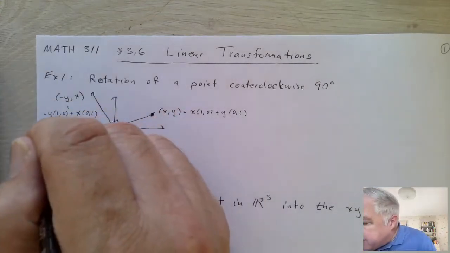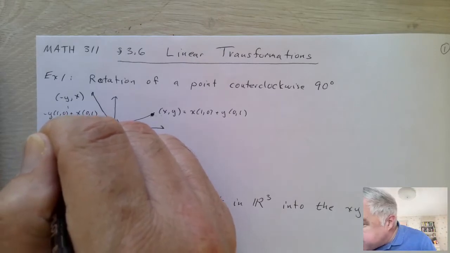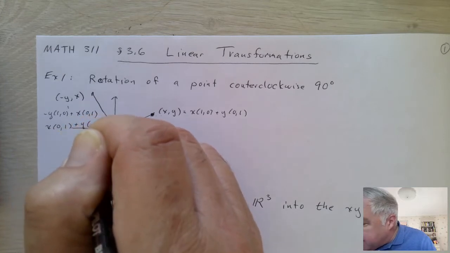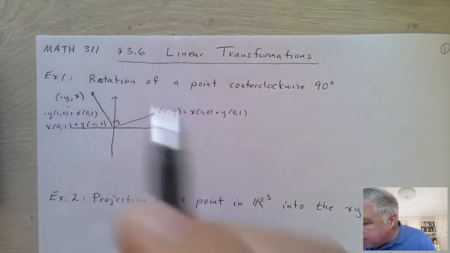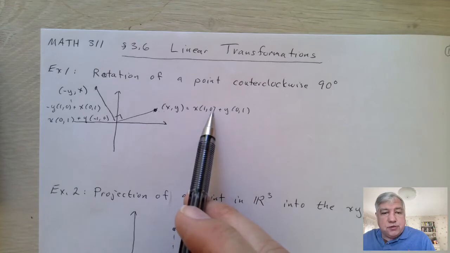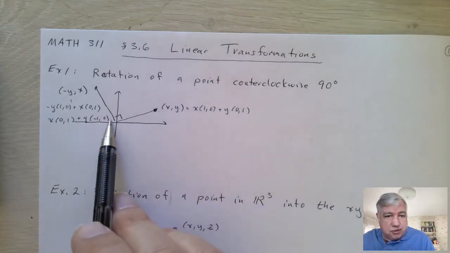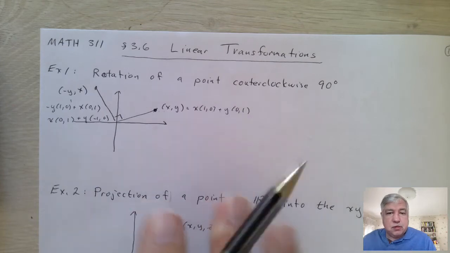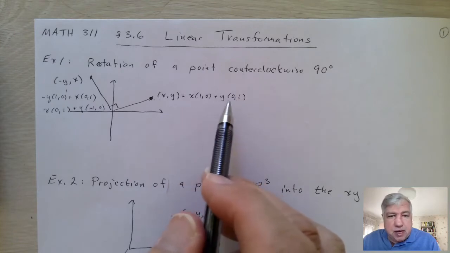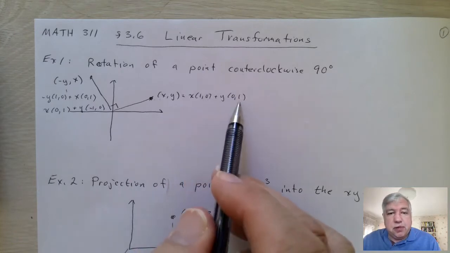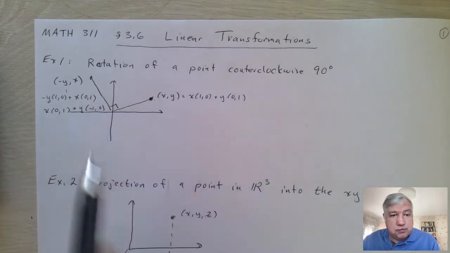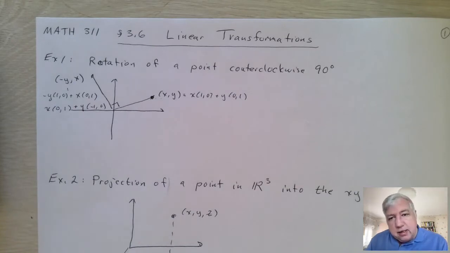Actually, maybe I could write it this way. This will be x times (0, 1), plus y times (-1, 0). And this (0, 1) is the rotation of (1, 0), and this (-1, 0) is the rotation of (0, 1). So we basically just wrote this as a linear combination of the standard basis, applied the rotation to each basis member, and got the output. We're going to see that this is not an accident.